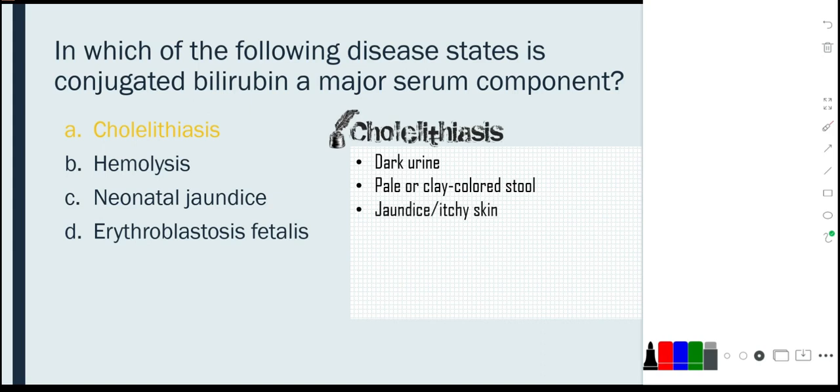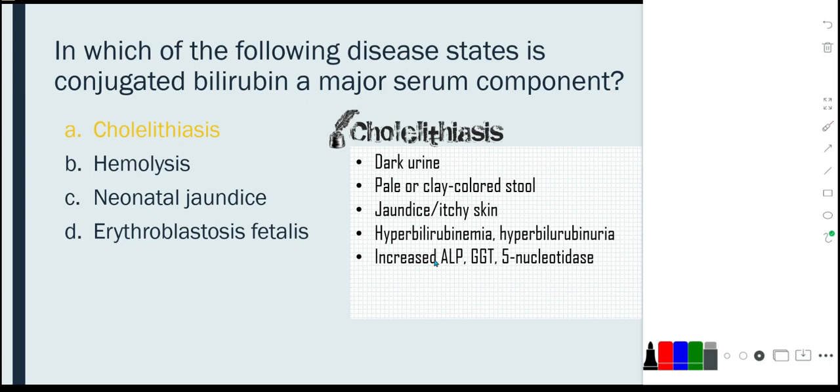Of course, there would be jaundice accompanied by itchy skin, hyperbilirubinemia. The increase of bilirubin in the blood is particularly that of your B2, and there would also be hyperbilirubinuria since B2 is readily filtered by the kidneys. There would also be increased alkaline phosphatase, gamma-glutamyl transferase, and 5' nucleotidase, because if you remember, these liver enzymes are particularly higher in cases of obstructive jaundice compared to hepatocellular jaundice. Hypercholesterolemia is also present, along with increased serum bile acids.